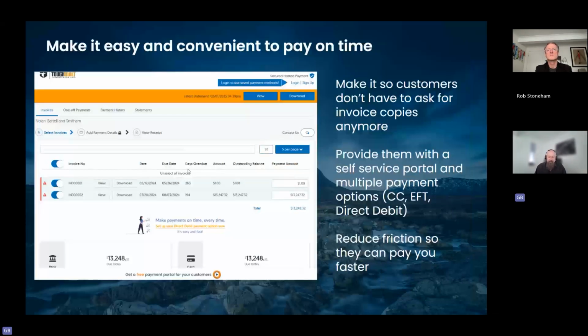If I had a poll, I would ask the AR people here, what is the bane of their life when they're chasing money? I know it was the bane of my life. Can everybody see the screen? Yes? Okay.